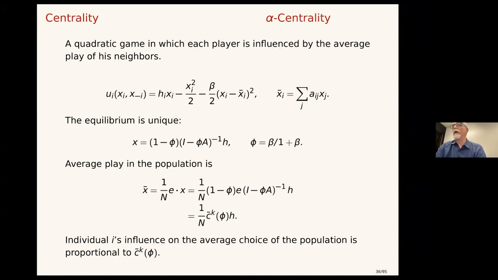So where is this going to settle out? It's going to settle out at a Nash equilibrium, right? And we can compute the Nash equilibrium. So let phi be this parameter beta divided by 1 plus beta. And it turns out that the equilibrium is (1 minus phi) times (I minus phi A) inverse times h. Just compute the first order conditions and crunch away. That's all there is to this.